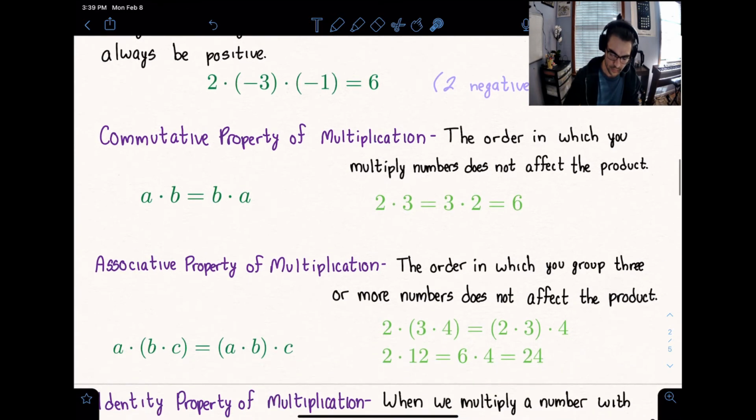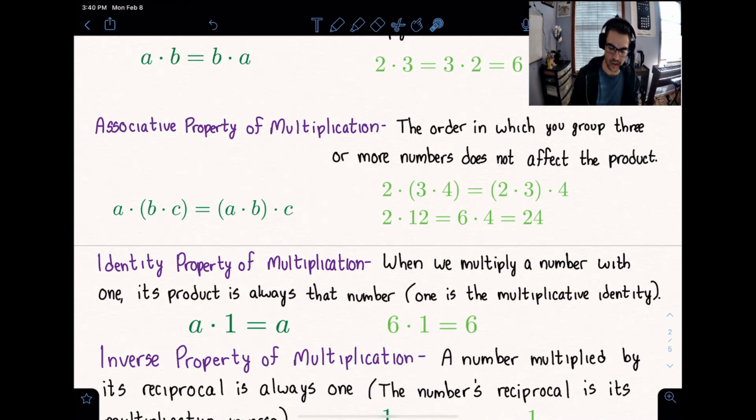All right. So now we have the commutative property of multiplication, very similar to the commutative property of addition, likewise with the associative one. But the commutative property of multiplication states that the order in which you multiply numbers does not affect the product. So a times b, same thing as b times a. Example here with some numbers, 2 times 3 gives us the same value as 3 times 2, 6.